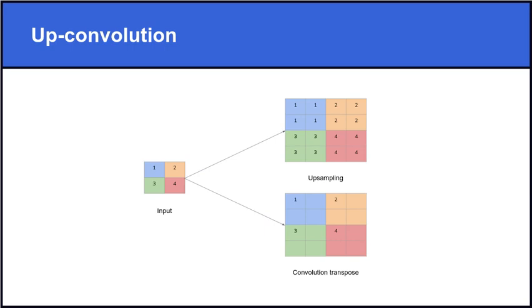The second one is to use an operation called convolution transpose. So this method is equivalent to an upsampling followed by a normal convolution with a filter, and obviously the filter will be learned, therefore the second approach has learnable parameters.